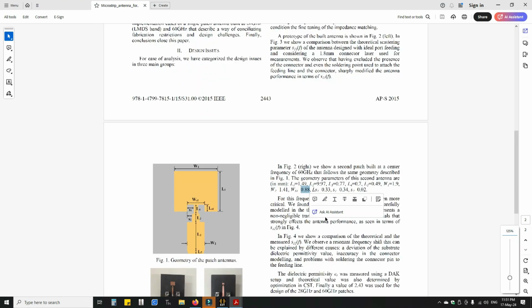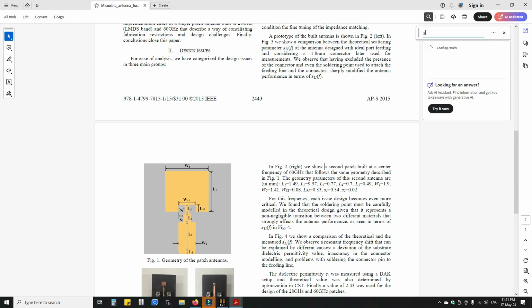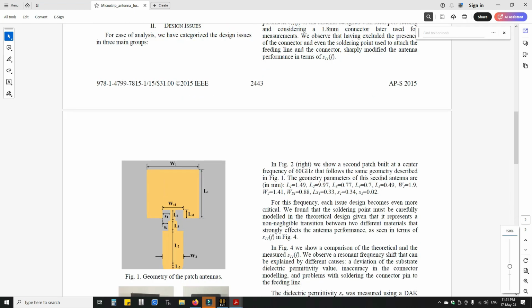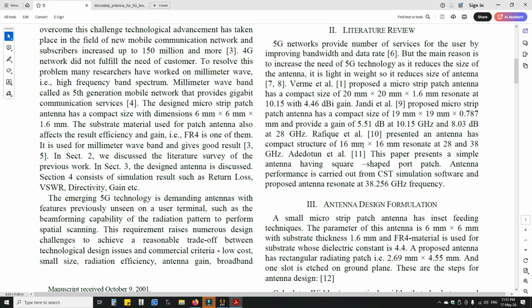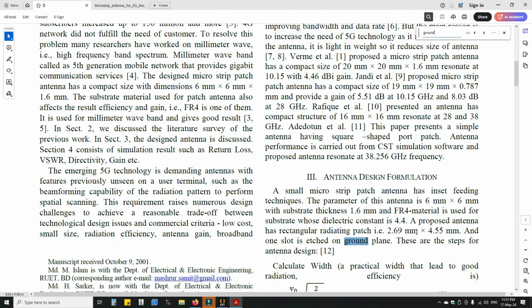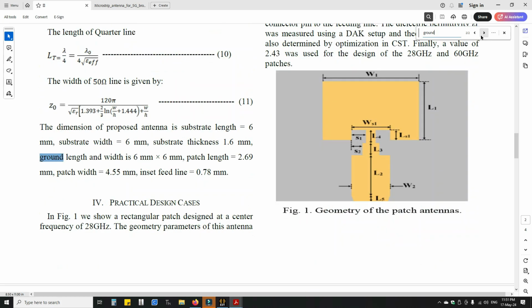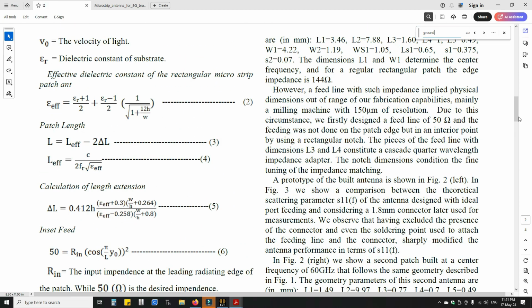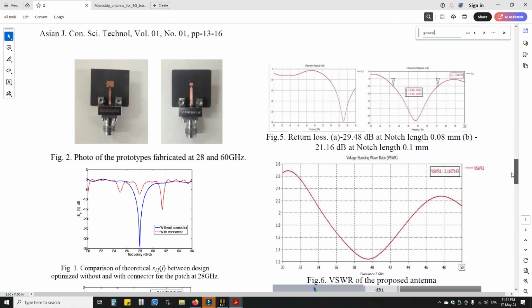Is there any ground plane? Just find out the ground. Unfortunately, the author has not mentioned anything about the ground. The proposed antenna has a rectangular radiating patch design. The paper does not mention anything about the ground. Unfortunately.